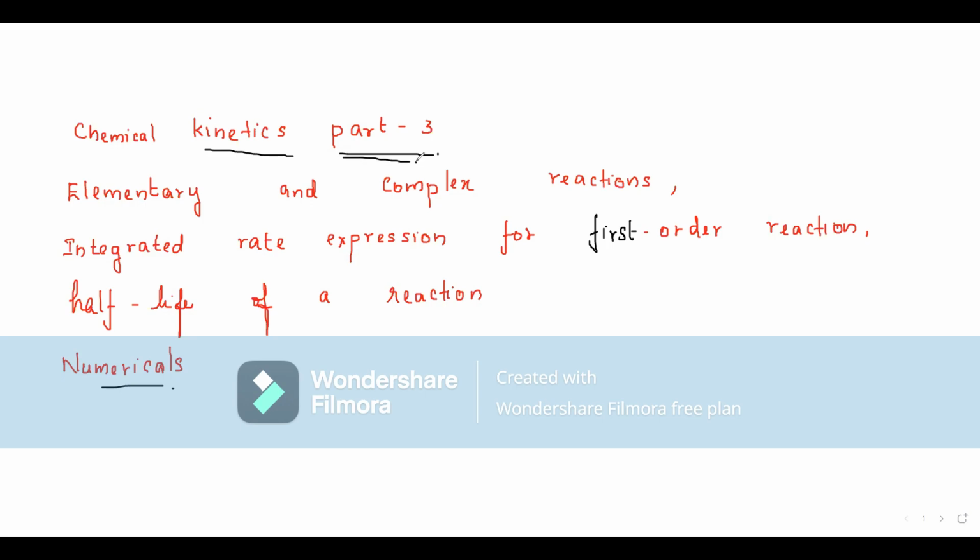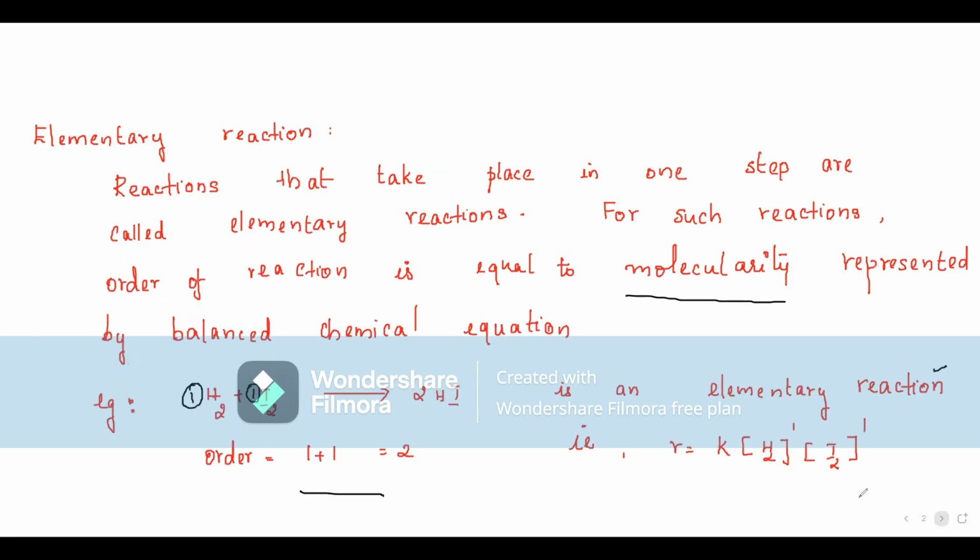Today we are discussing part 3 of chemical kinetics. In this, mainly we are going to learn the meaning of elementary and complex reactions, integrated rate expression for first order reaction, half-life of a reaction, and numericals based on integrated rate law as well as half-life period. Now, what is an elementary reaction?